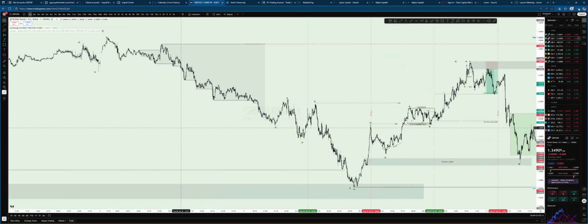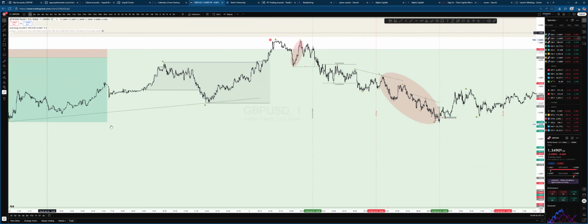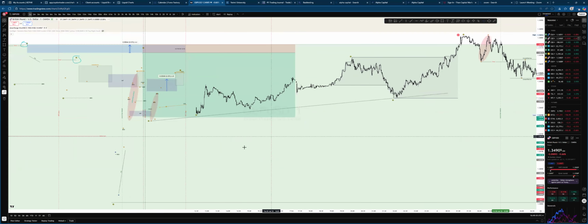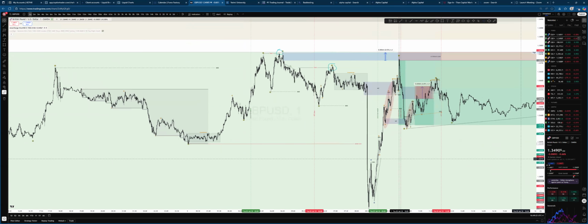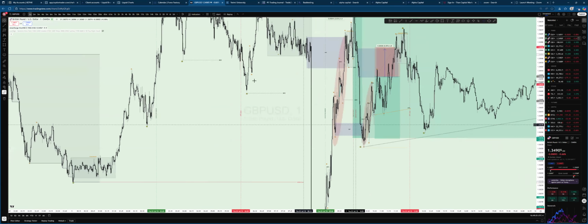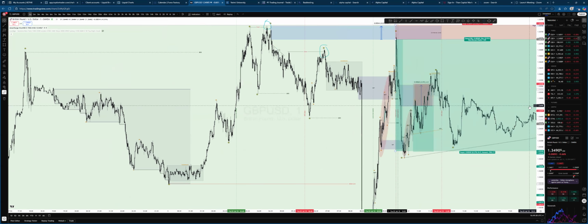Okay, let me see if there's another trade that I took. Okay, here's another one here. All right, so this is another one. It's similar, but it's not the same pattern. So I'll check the video.